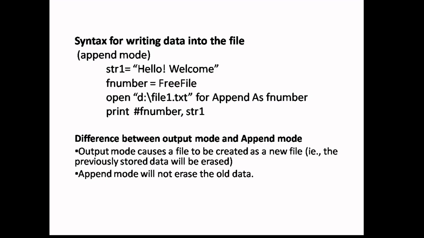Again, I tell you the concept: if you open the file in an output mode, at every execution file1 will be opened as a new file. The already stored contents will be erased. But if you open a file in an append mode, it will add the contents. So it will not erase the already stored contents. Instead, it will add the contents along with the previously stored contents. That is the difference between working with output mode and append mode.